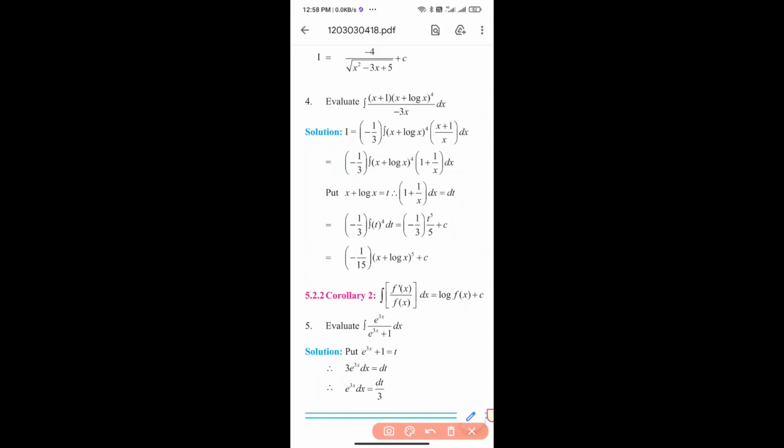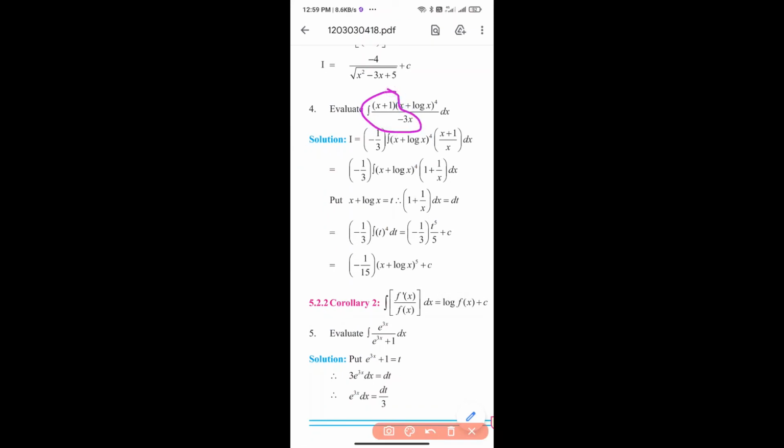Okay, I'll explain again. As f of x raised to n is there in the formula of corollary 1, we are putting x plus log x equal to t here. Then we have differentiated it with respect to x, so we have got 1 plus 1 by x, where 1 is the derivative of x and 1 by x is the derivative of log x, into dx is equal to dt.